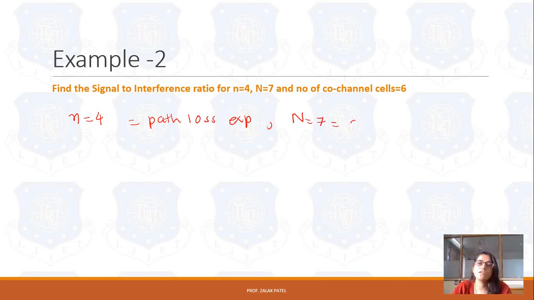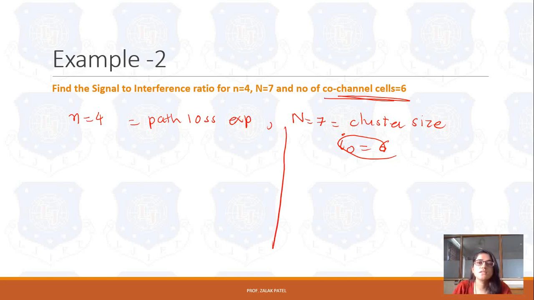N equal to 7 means cluster size is given, and number of co-channel cells is given. Number of co-channel cells means I0 equal to 6. So what we have to do is find out the signal to interference ratio.